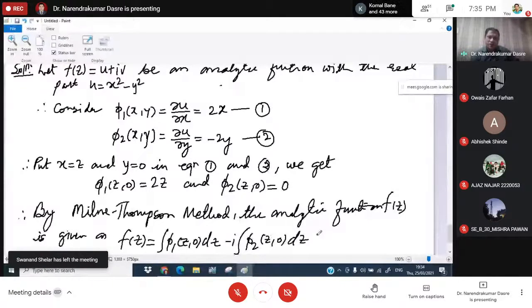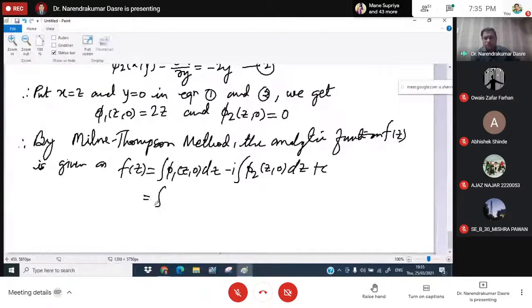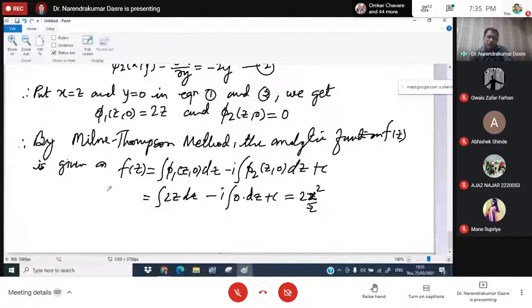So we can see here, phi 1 is the integral of 2z dz minus i times, this is 0, dz plus c. So what is the integration of x? It is going to be x square by 2. So it is z square by 2 here. And the integration of this other term is going to be 0, plus c. So the 2 will get cancelled. It is going to be z square plus c. So what we have here is f of z is equal to z square plus c. This is going to be the function.